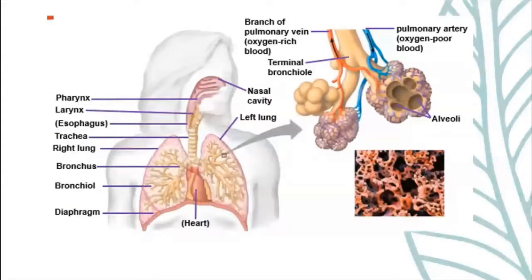The human respiratory system starts with the nostril, and then the nasal cavity. From the nasal cavity, the air will move down to the pharynx, and then to the larynx. The esophagus is the digestive system. From the larynx, the air goes into the trachea, then the bronchus, and then the bronchioles, which are in the right and the left lungs.